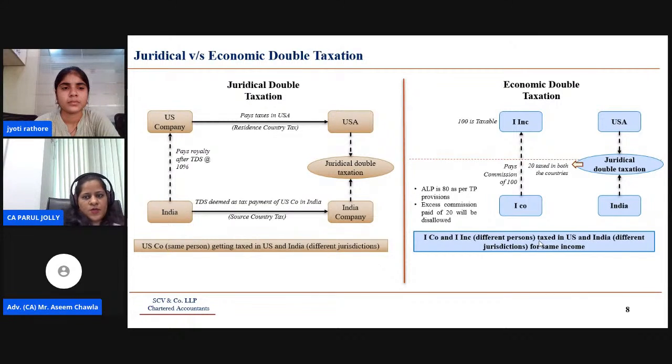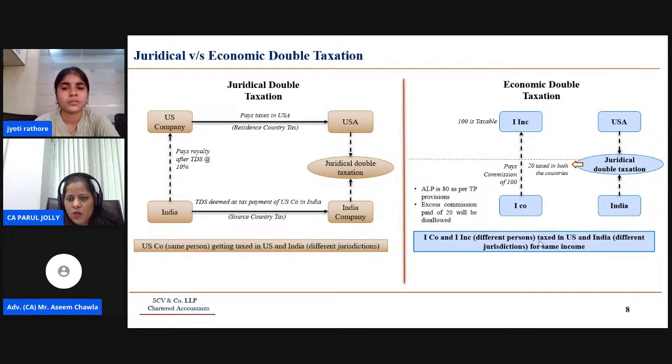As far as economic double taxation is concerned, the same economic stream of income is taxed in two or more states, but in the hands of different taxpayers. The example could be the rewriting of profits for transactions between AEs. We can understand it with the help of this example.